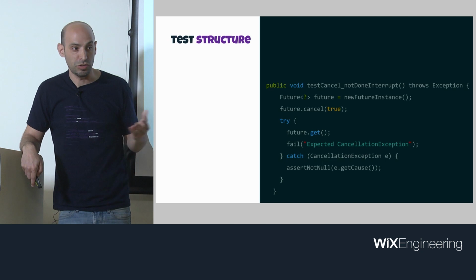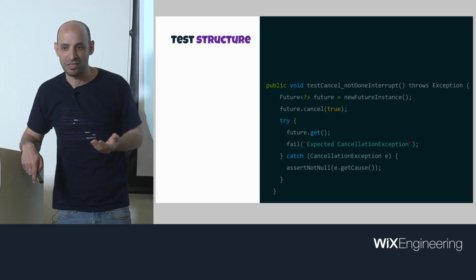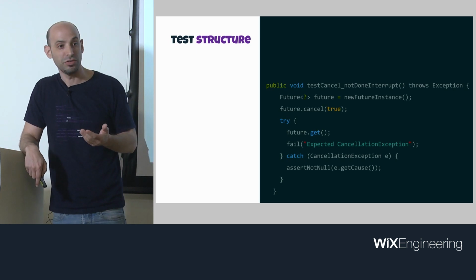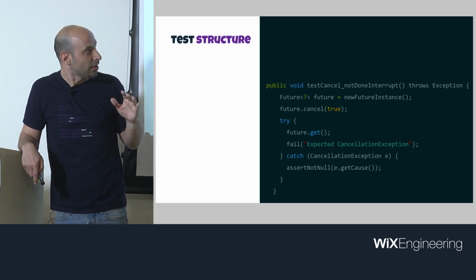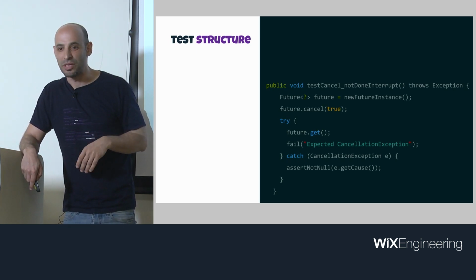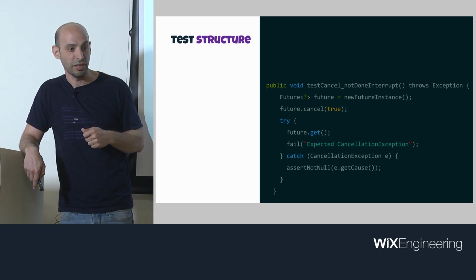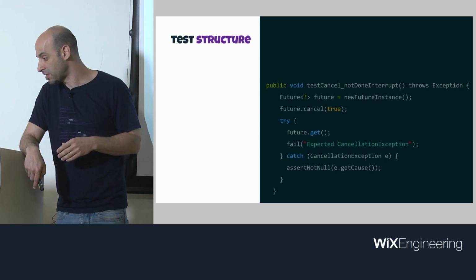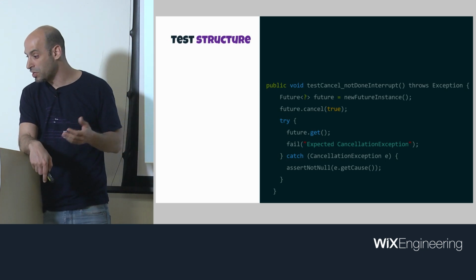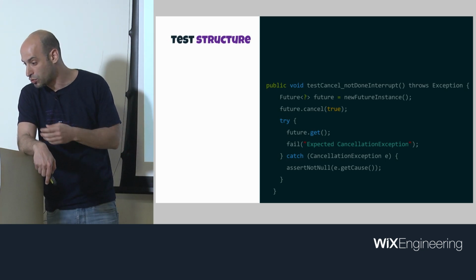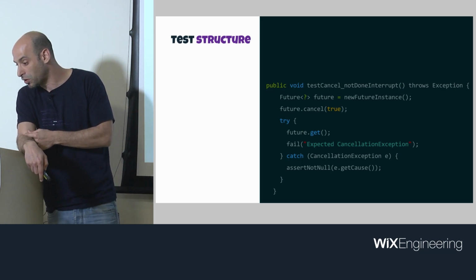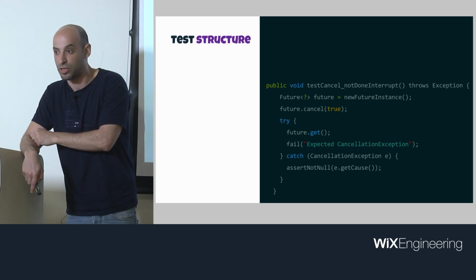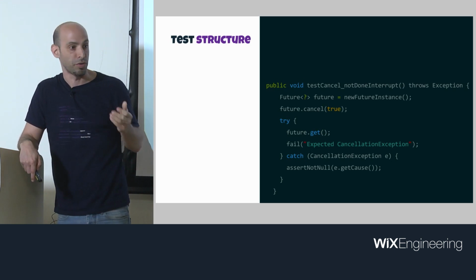So I talked so much about test structure, but let's look at a little bit of code. This is actually not my code. I changed it just a little bit, but this is from Guava. I looked for just a single test. What you see here is a test that a future that is canceled, if you call get on it, is going to throw an exception, and if it doesn't throw an exception, it's going to throw an error.